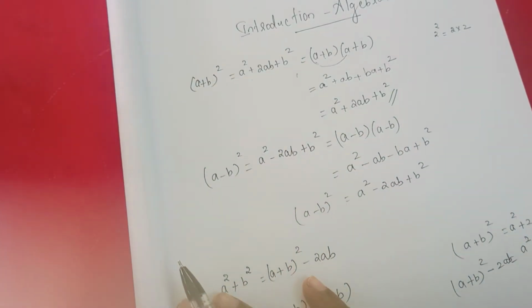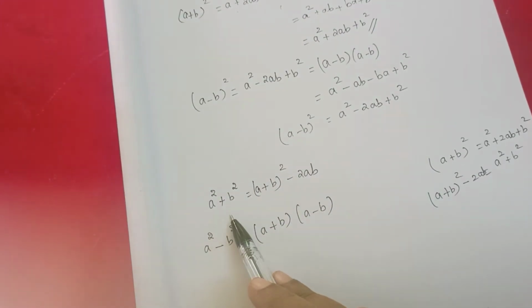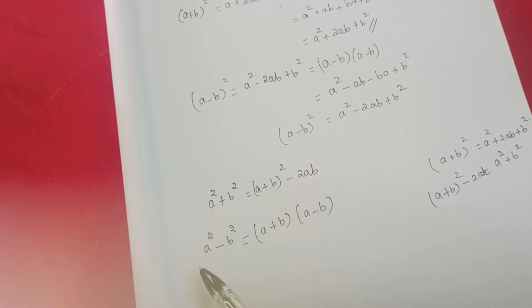a square minus 2ab plus b square. Then a square plus b square, what's the formula? (a plus b) the whole square minus 2ab. Then a square minus b square, what's the formula? (a plus b) into (a minus b).